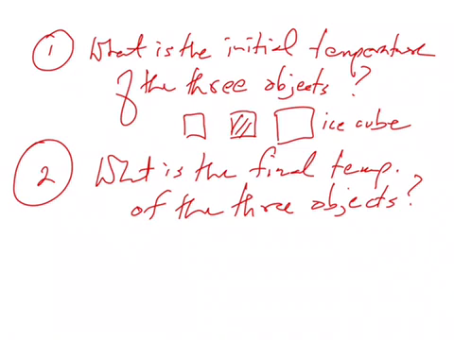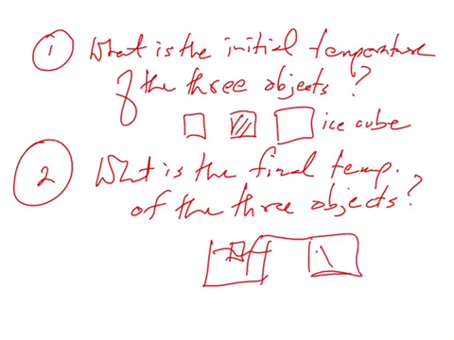What is the final temperature of the three objects? Now, those objects were in contact with liquid water. Your liquid water was acting as your calorimeter. So it made it easy to measure the temperature. It wasn't so easy to measure the temperature of the object, but by putting the thermometer and measuring it on a gauge, you were able to tell what happened to the water temperature.